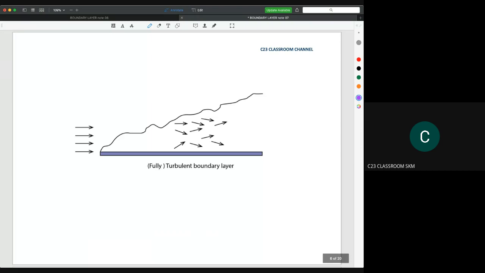Okay, so we start the fully turbulent boundary layer. What is the meaning of fully turbulent boundary layer? We assume that from x equal to 0, from the beginning, the boundary layer here is in turbulent condition. Turbulent condition means the velocity is unpredictable. The molecules can move around like this, can go straight and cross each other, and so on. So this is the definition of turbulent boundary layer.